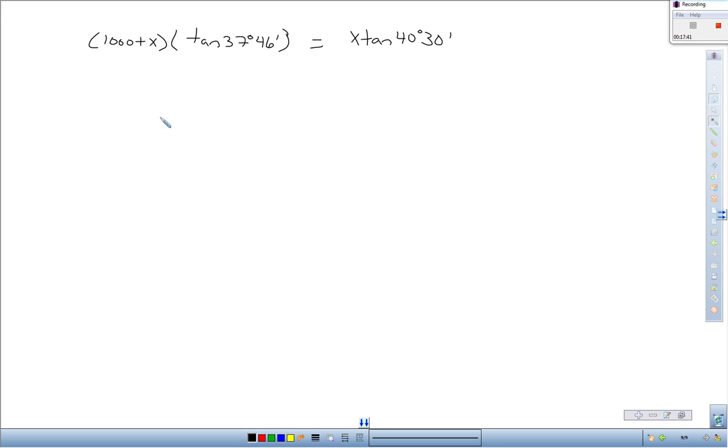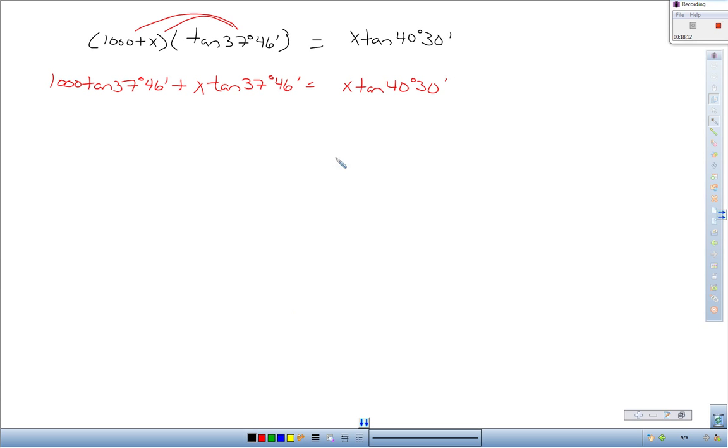Alright, I'm going to do some algebra to this, and the first thing I'm going to do is distribute this tangent, 37 degrees, 46 minutes, to each one of these terms, the 1,000 and the x. So that's going to give me 1,000 tangent 37 degrees, 46 minutes, plus x tangent 37 degrees, 46 minutes is equal to x tangent 40 degrees, 30 minutes.